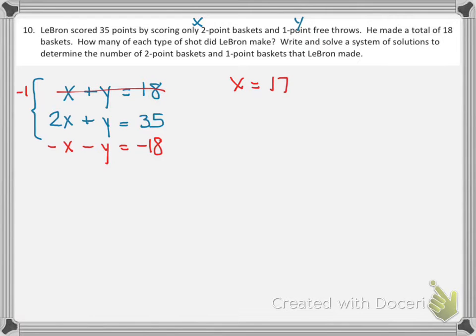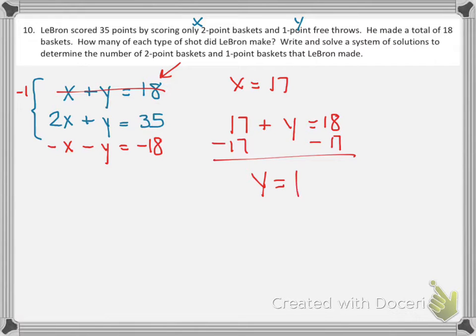And then I'm going to use this equation because that looks easy to solve for the y. X value is 17 plus y equals 18. Subtract 17 from both sides, and we get y equals 1. So the solution, number of 2-point baskets, 17. Number of 1-point baskets, 1. And that is the solution to this system.